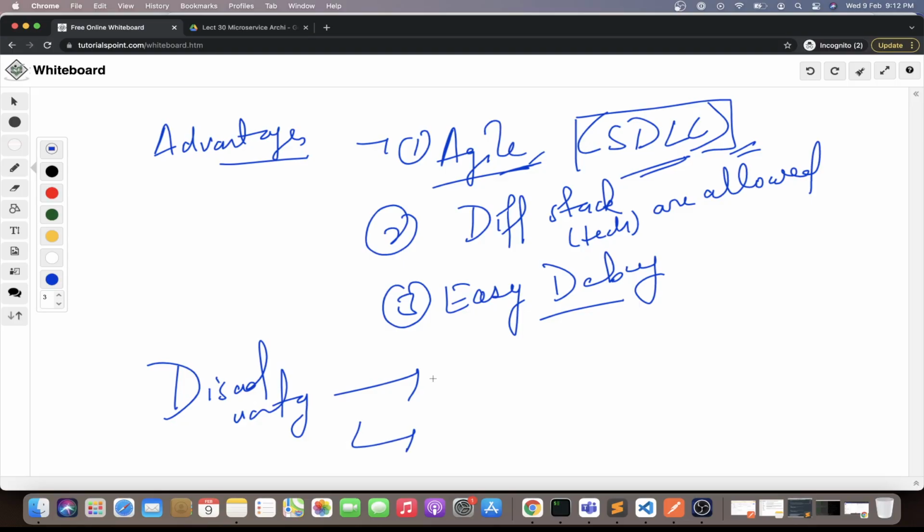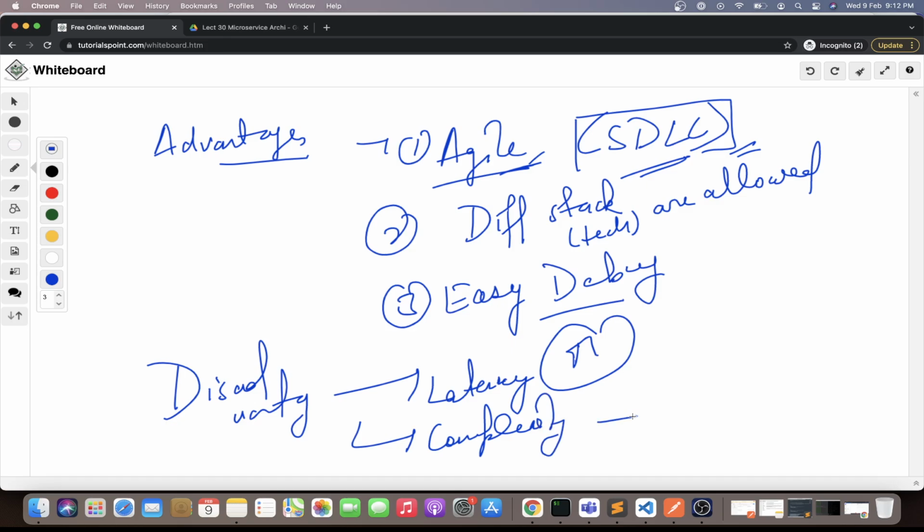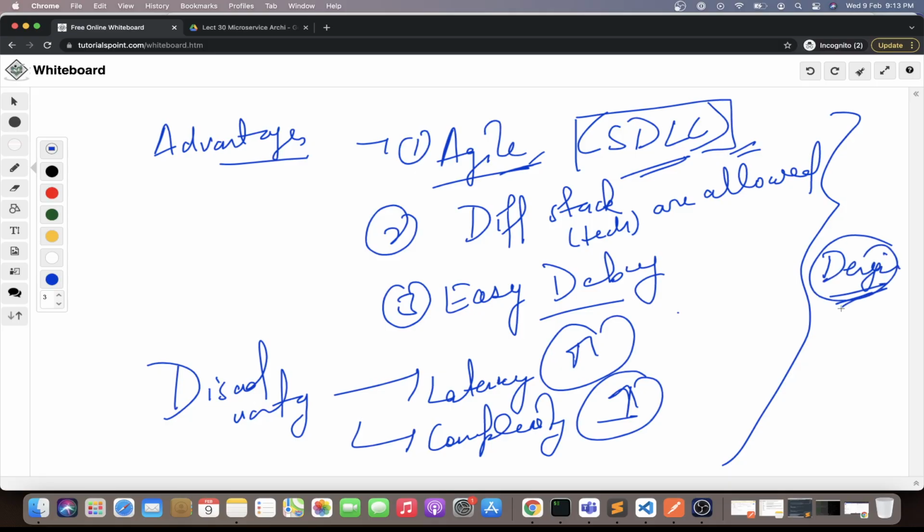Certain disadvantages also come in handy: it has high latency, and the complexity becomes high due to different tech stacks being involved. So these are the few points that you need to know and remember before appearing in your design interview rounds or any interview round of good product based companies, because sometimes you may have a discussion on these SOAs, and your interviewer might ask you about these advantages, so you must be clear with the basics as well as these things.